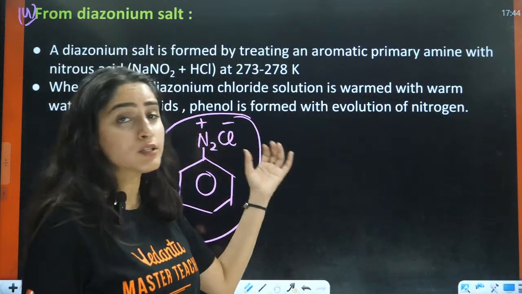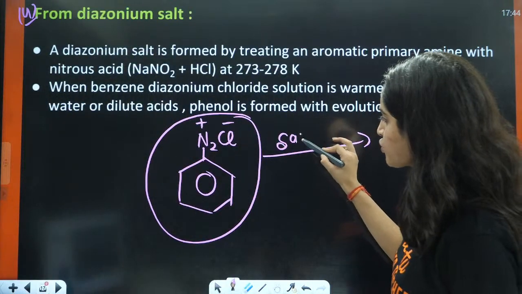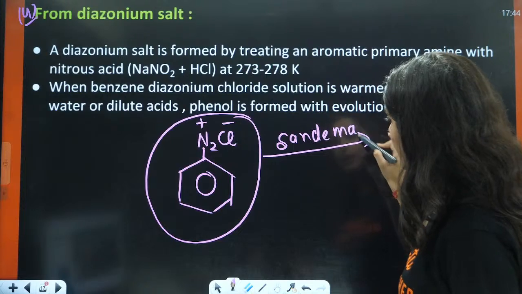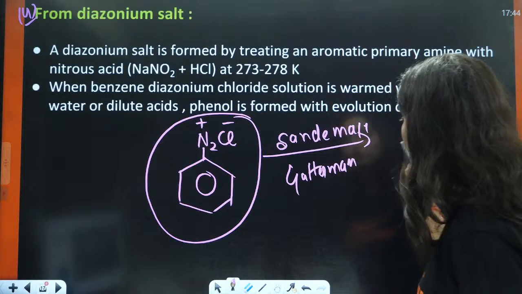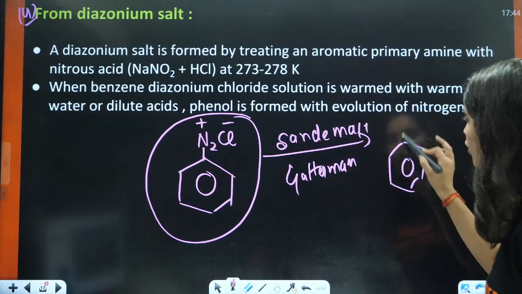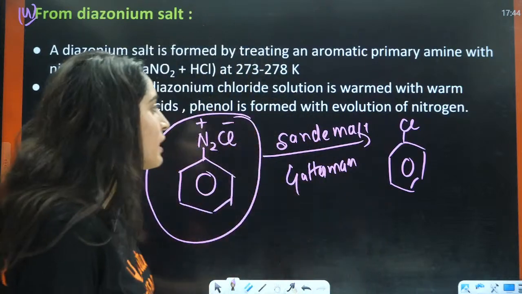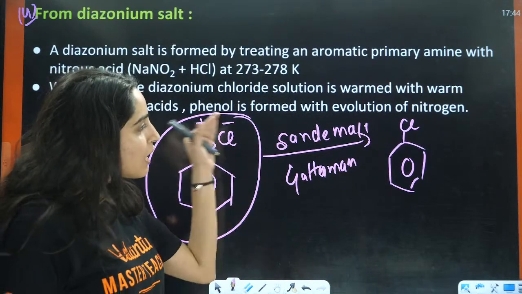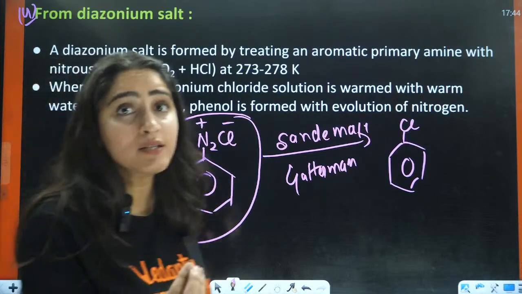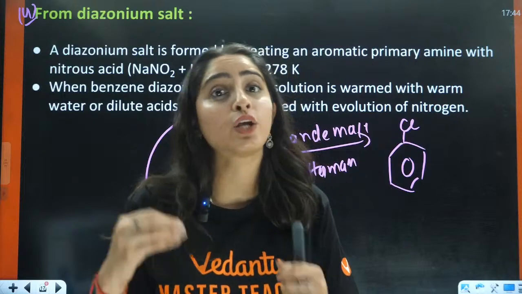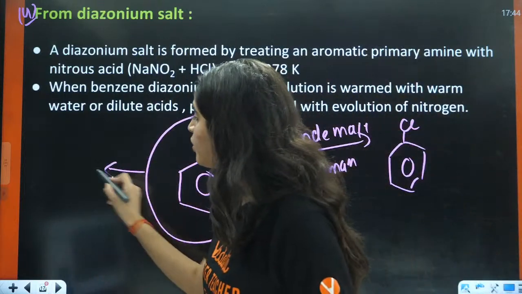We have also done two reactions in haloalkanes and haloarenes. You must have done those two reactions, that is Sandmeyer's and Gattermann, right? Where you used to make chlorobenzene from diazonium salt. Now, the next thing is, ma'am, how will it be used in other chapters? In amines, diazonium salt is very useful because we can convert this diazonium salt directly to aniline.